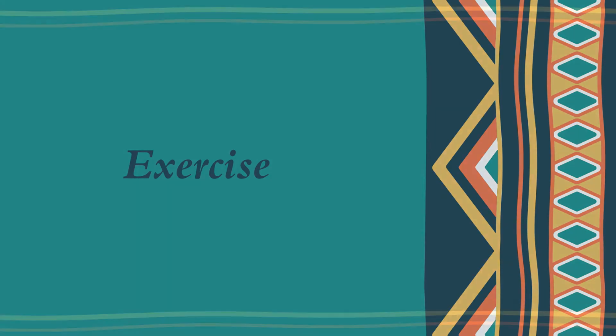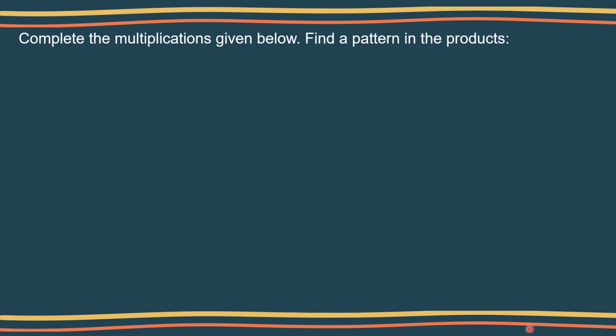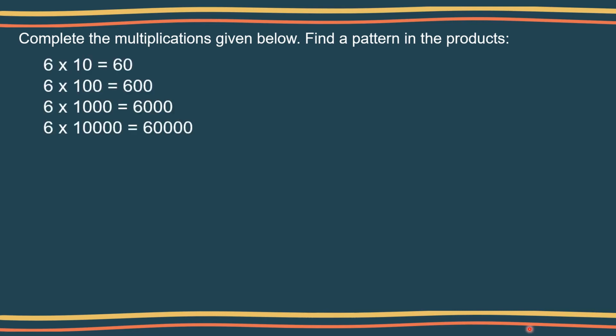Exercise. Complete the multiplication given below. Find a pattern in the product. Students, here 6 multiplied by 10 is equal to 60. 6 tens are 60. In the same way 6 multiplied by 100 will be 600. 6 multiplied by 1000 will be 6000. In the same way 6 multiplied by 10,000, your product will be 60,000.